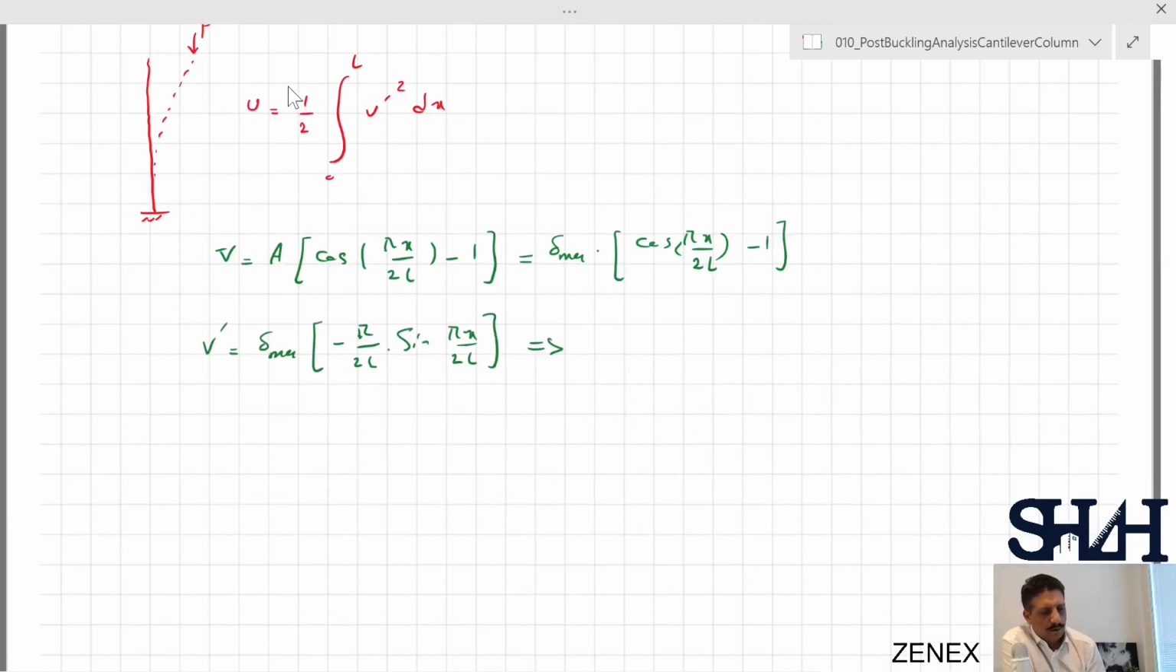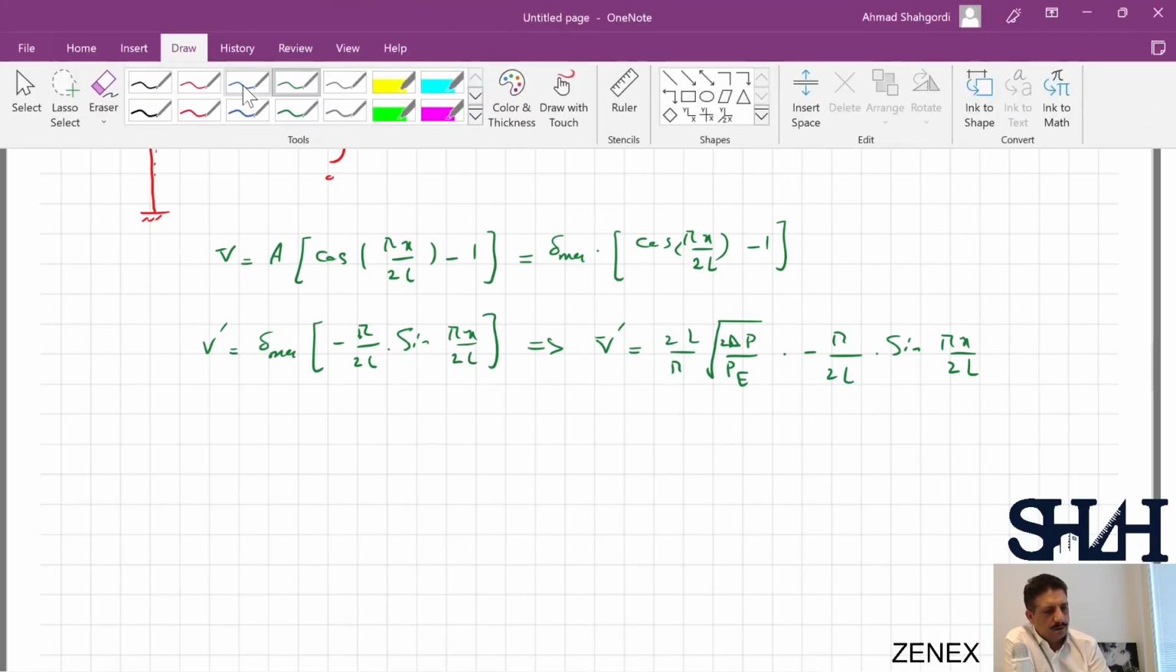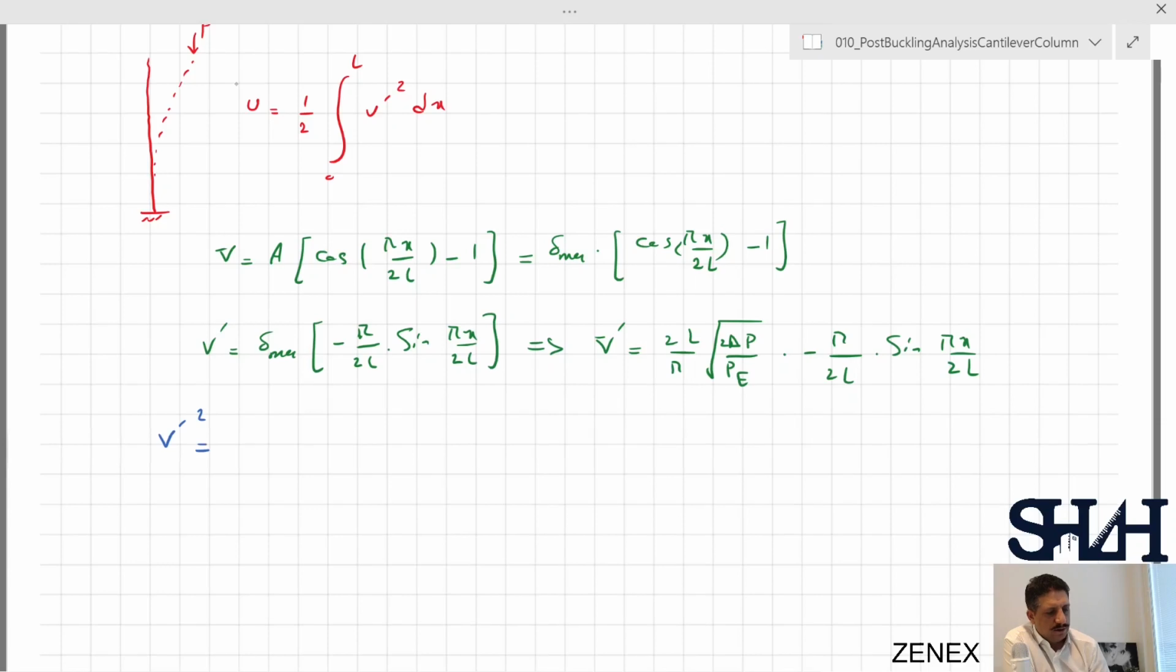And V prime will be, if I substitute delta max, 2L over pi square root of 2 delta P divided by PE times minus pi over 2L sine pi x over 2L. And then I can determine y prime squared, which will be, so pi with pi, 2L with 2L. So it will be 2 delta P divided by PE times sine squared pi x over 2L.